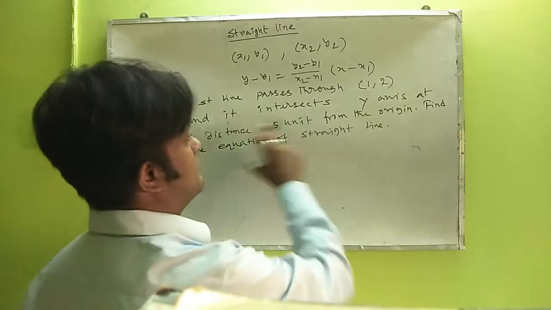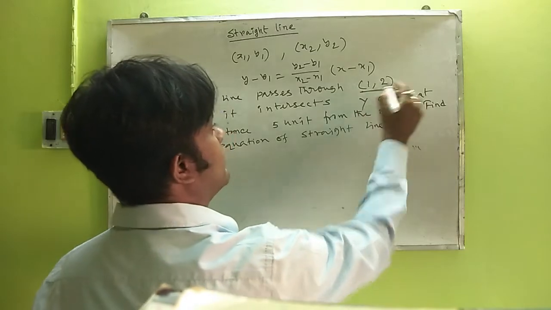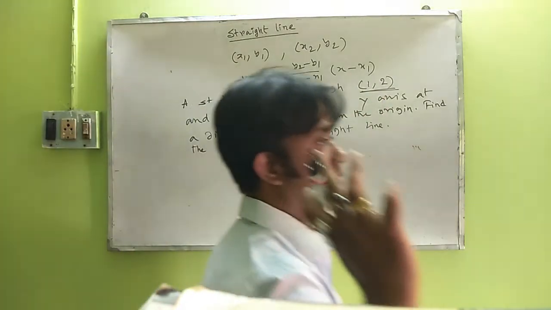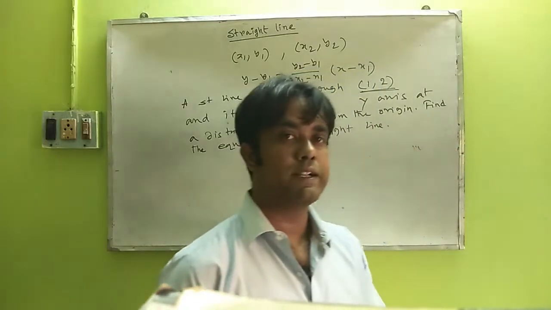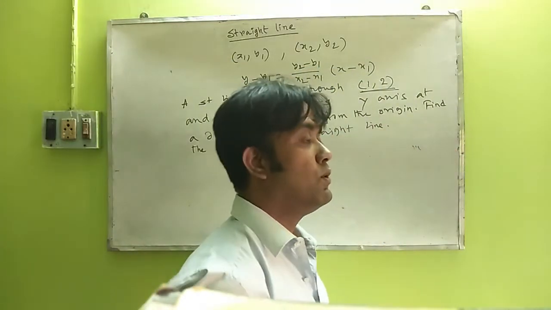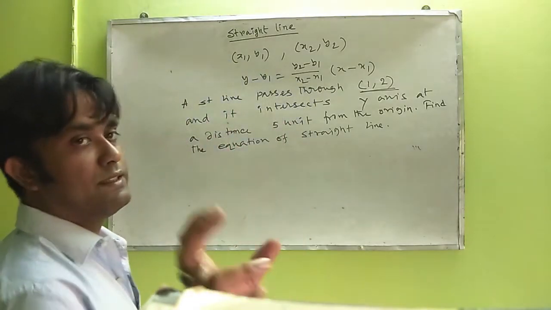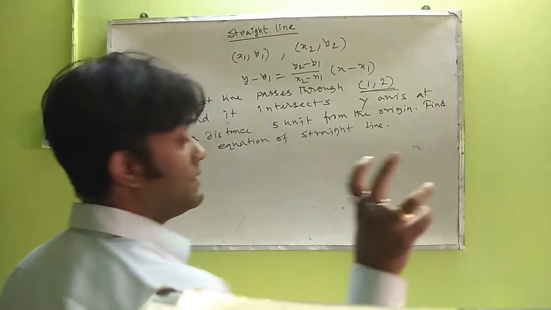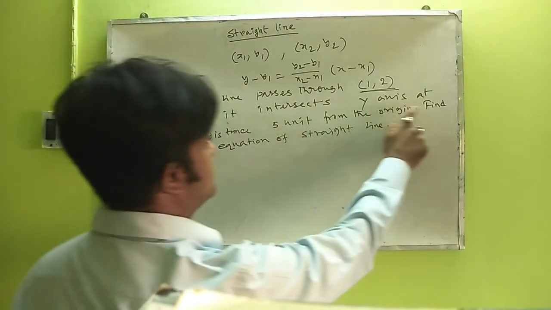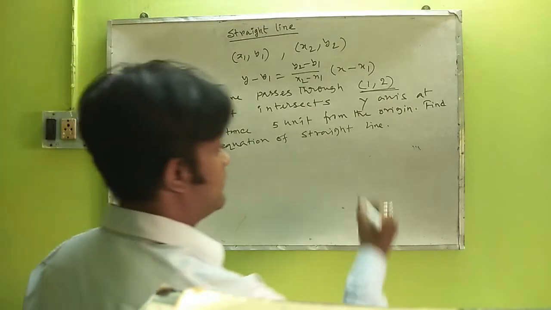So if you see the problem, you must think that here 1 point is given, so you have to calculate the second point. You have some data, some information. With the help of this information, you should calculate the point. First, our target is to find that unknown point. This information is that the straight line intersects the y-axis at 5 units from the origin.